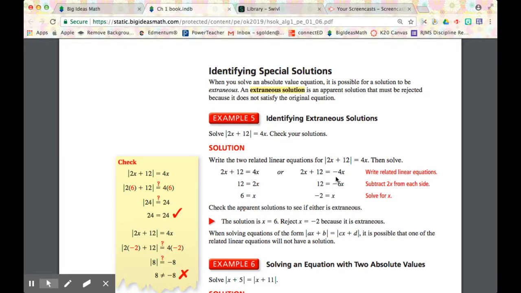Then we come over here and get our x's together first again. So we subtract 2x from both sides. Negative 4x minus 2x more is negative 6x. We divide both sides by negative 6 and get that x equals negative 2.